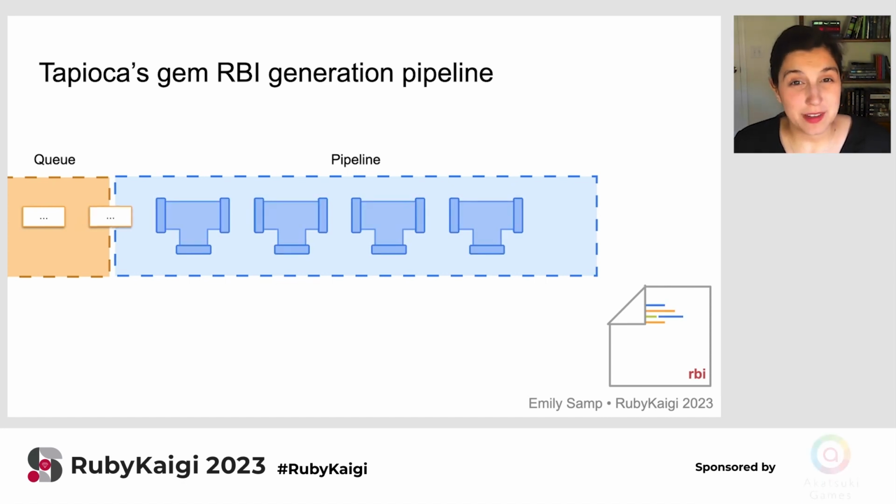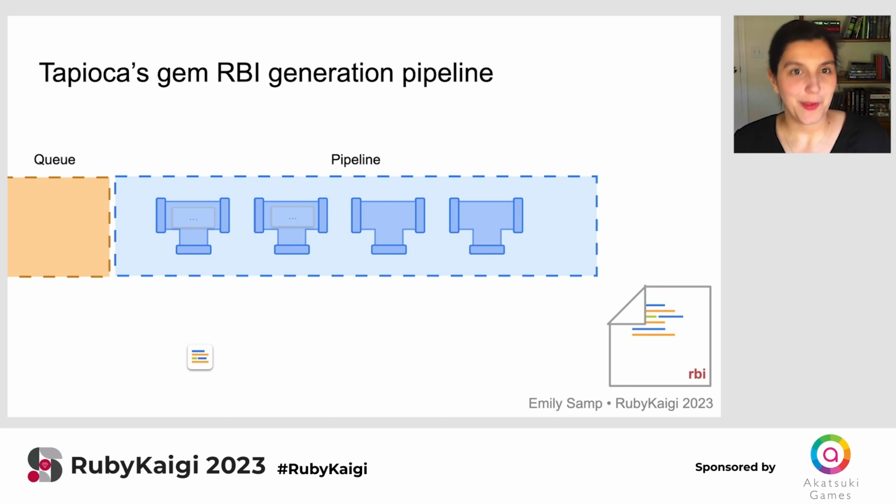The whole process repeats itself until the queue runs out of constants. At this point, the RBI file is considered complete and written to disk. Now, this may seem straightforward, but as you can imagine, I've abstracted away some of the complexity of the system.